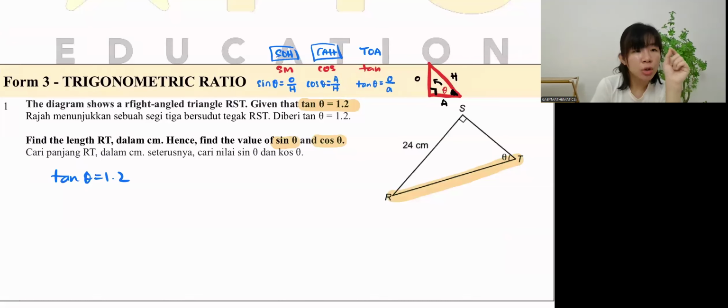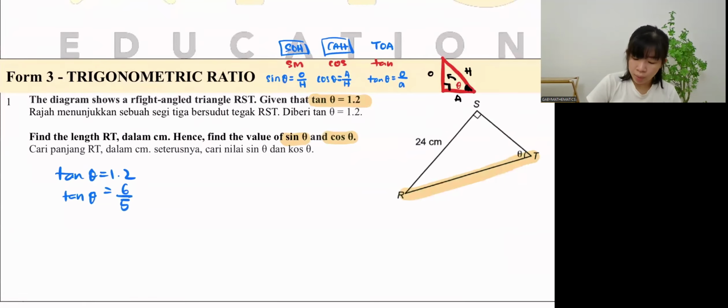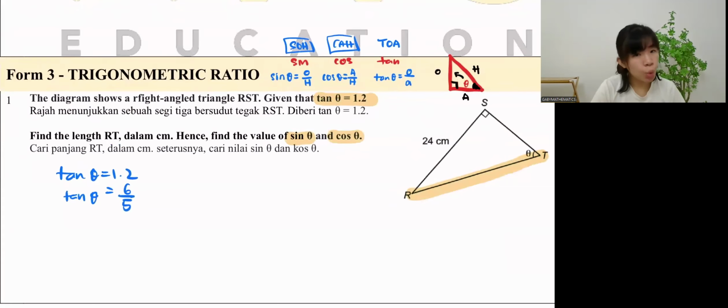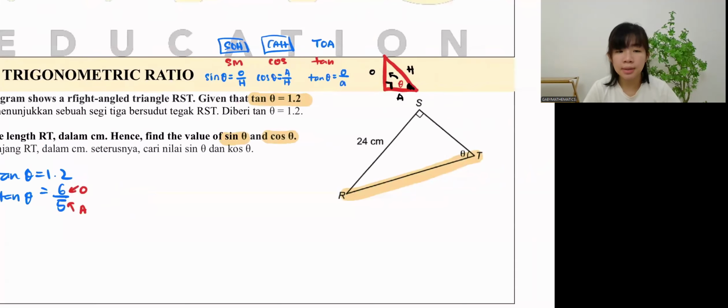Okay, important. Convert 1.2 to fraction. How much? Use calculator, convert it. 1.2 as a fraction, make it into ratio. 1.2 is actually 6/5. Now, when you see tangent, you will think of OA. So this is O, this is A. OA. Okay, now you label in the diagram.